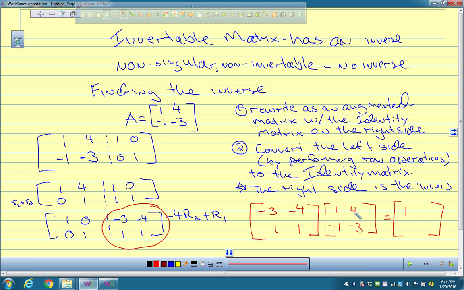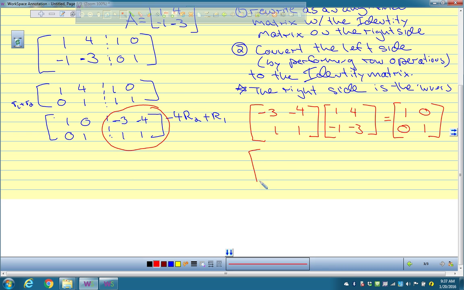Okay? Then I'm going to take this. Negative 3 times 4 makes negative 12. Negative 4 times negative 3 makes positive 12. What's negative 12 and positive 12? 0. Okay? Guess what happens here? Going to take row 2, column 1. 1 minus 1 makes 0. And here I get 4 minus 3 makes 1. And so far I have proven that that's true.